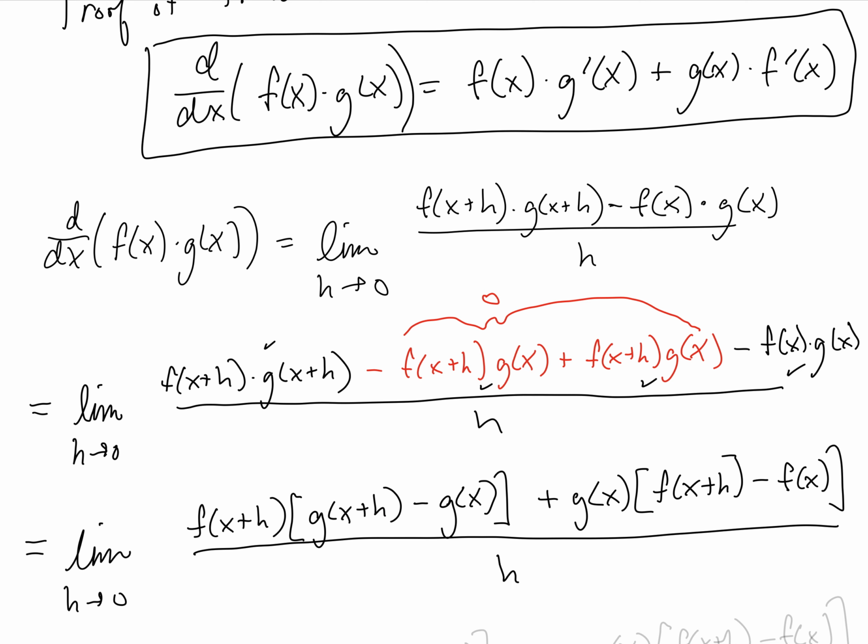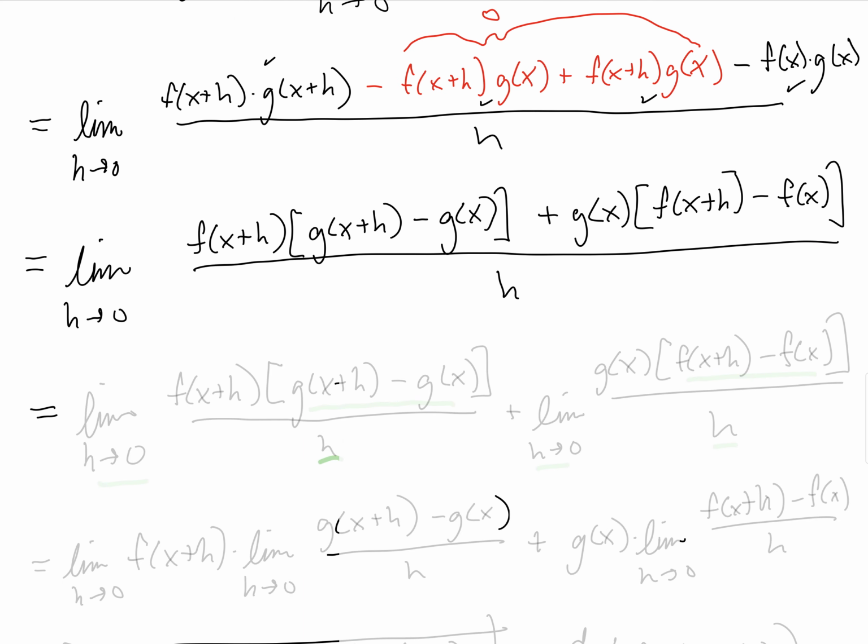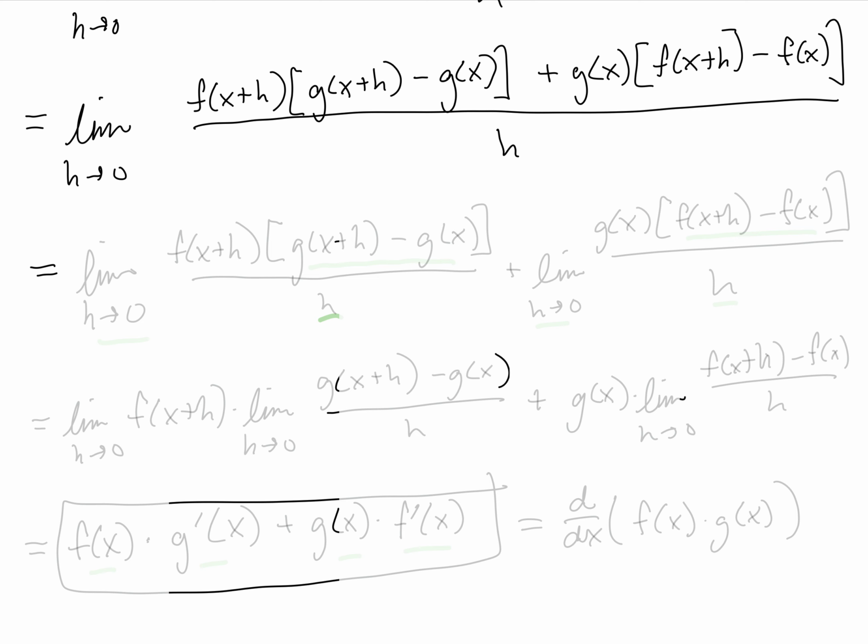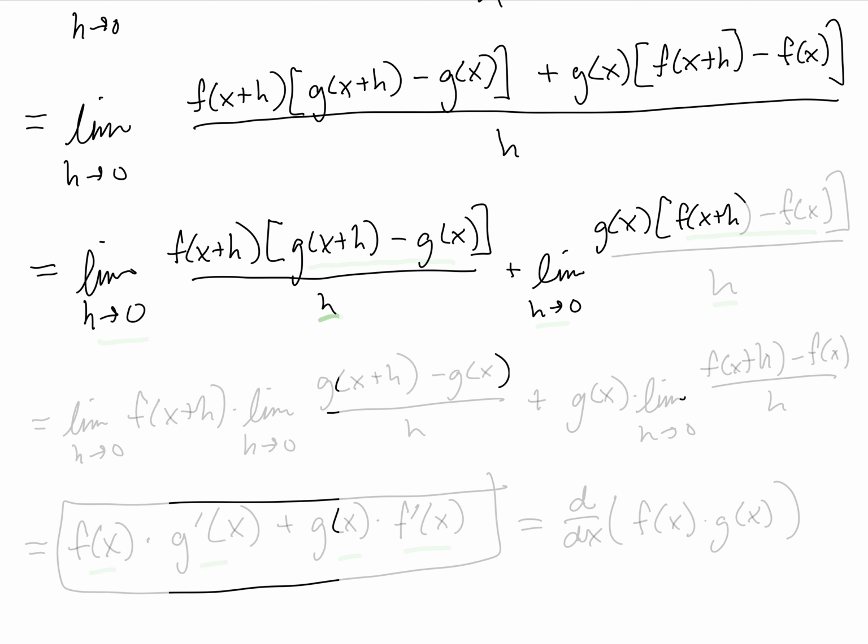We're now going to break this up into the sum of two limits, which we can do by properties of limits. A limit of a plus b is the same as the limit of a plus the limit of b. So this is the limit as h goes to 0 of f of x plus h times g of x plus h minus g of x, all divided by h, plus the limit as h goes to 0 of g of x times f of x plus h minus f of x, all over h. Now the reason for the magic might start becoming clearer. Notice that the limit as h goes to 0 of this is basically the derivative of g, and the limit as h goes to 0 of this is just the derivative of f.